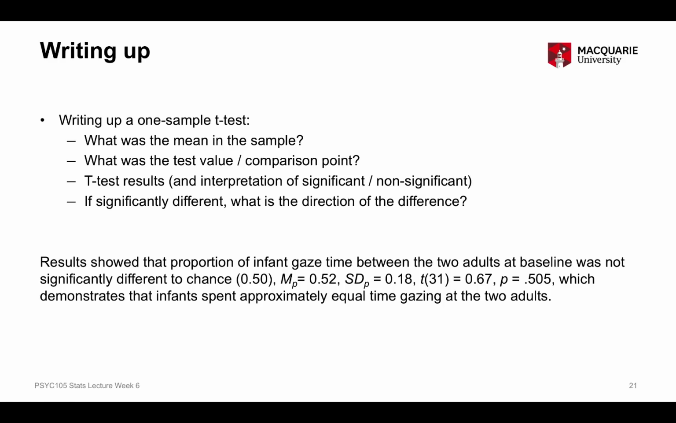So you can see in this one sentence, we've communicated a lot of information. We're talking about what the actual conceptual thing is that we're investigating, what the phenomenon is that we're investigating. We've represented what our test value, what our comparison point is, 0.5 for our one sample t-test. We've represented the descriptive statistics of our sample and therefore the population from which the sample was drawn. We've represented the actual t-test results themselves, and we've made some kind of interpretation about what it means that this particular t-test is non-significant.